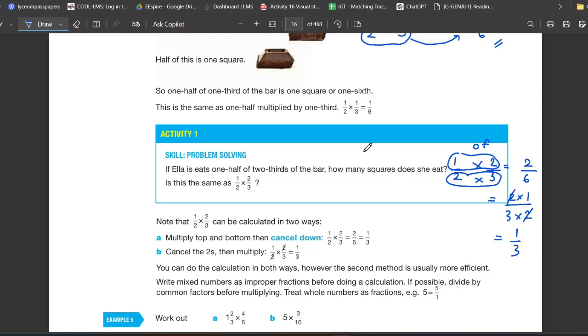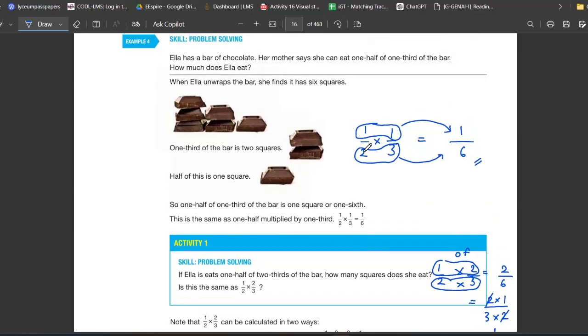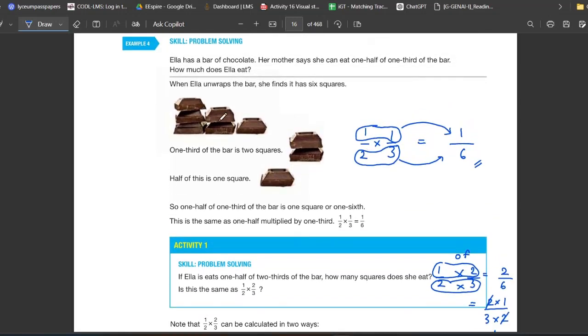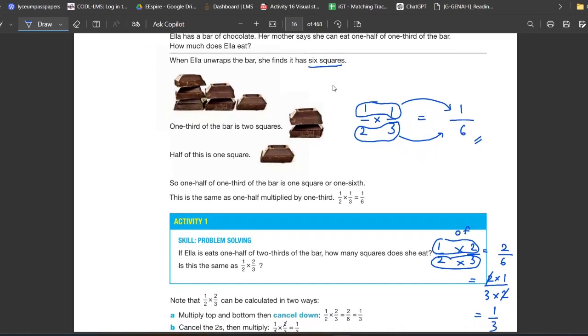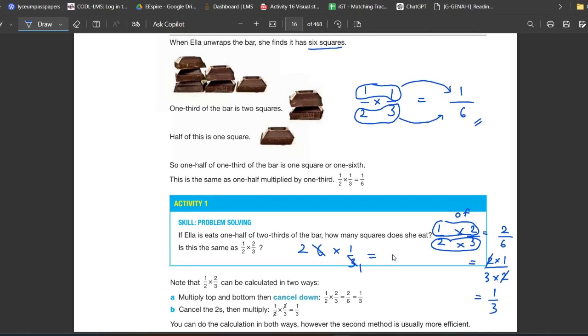So they ask about how many squares. Okay, so we have to look at the chocolate bar. So she has 6 squares. Okay, so 1/3 of 6 squares means 2. So she eats 2 squares. So that's the answer.